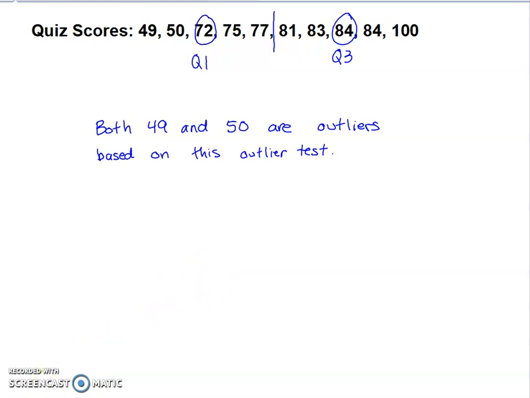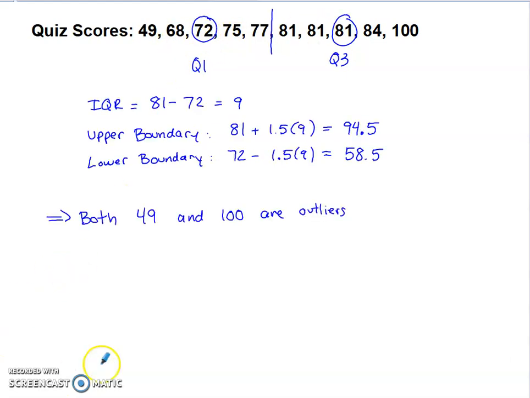One more quick modification to the data. In this last modification, I'm going to change this 83 and this 84 to an 81, and I'm going to adjust this back to a 68. So you see that modification has been made. Now, when I have 81 showing up in this set of quiz scores 3 separate times, that actually changes my upper quartile from 83 or 84, I think it was previously, down to an 81.